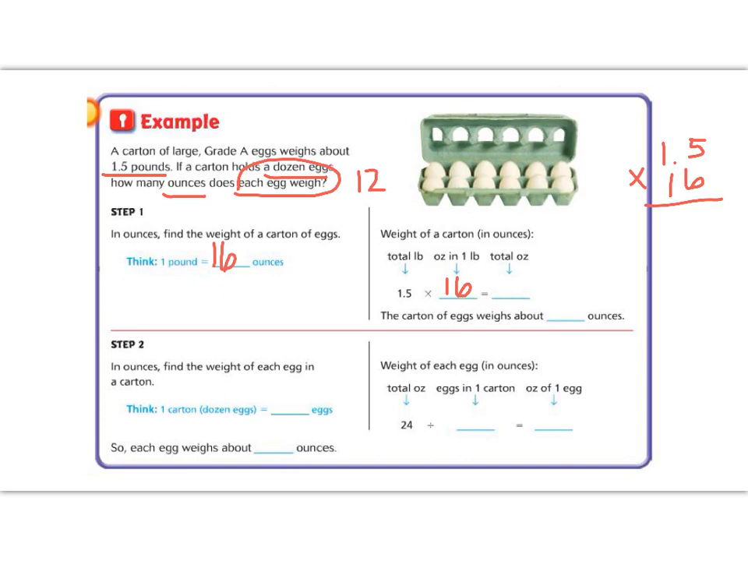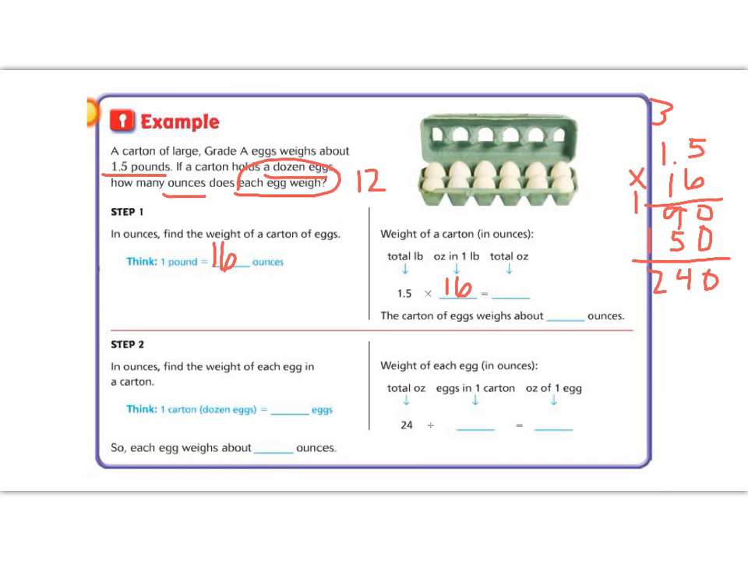So 6 times 5 is 30. 6 times 1 is 6, plus 3 is 9. And then 0. 1 times 5 is 5. 1 times 1 is 1. Add them together. 9 plus 5 is 14. Carry the 1, gives us 2.